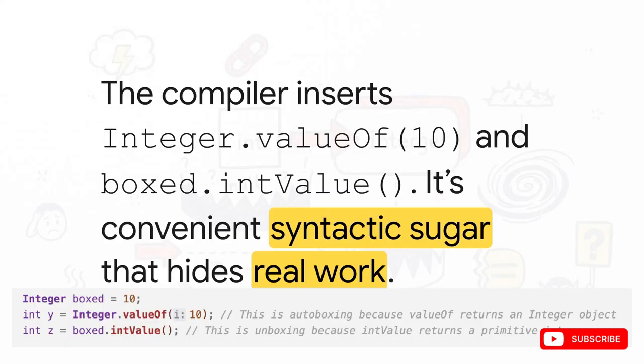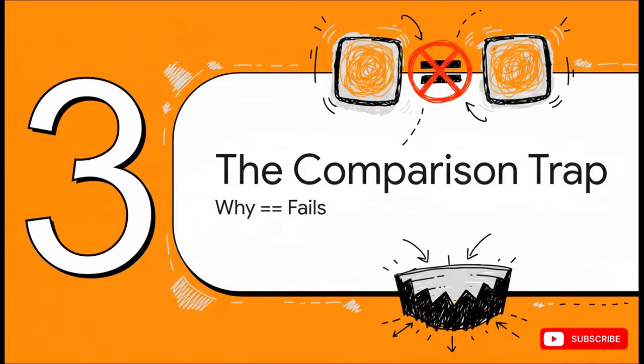This convenience is what we call syntactic sugar. It just means the code looks cleaner and is easier to write, but the compiler is secretly doing extra work behind your back. It's rewriting your simple code into actual method calls, Integer.valueOf for boxing and .intValue for unboxing. And understanding that this isn't magic, it's hidden work, is the absolute key to avoiding the traps we're about to walk into.